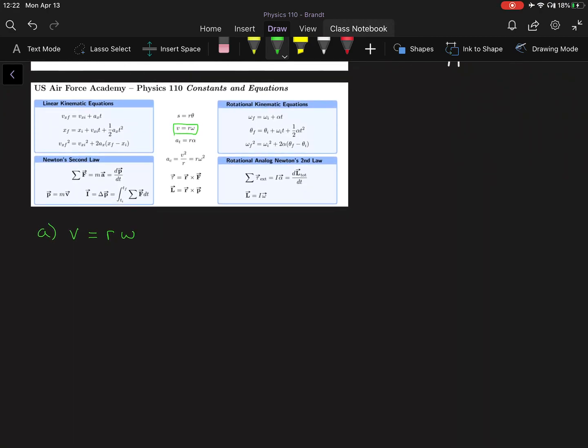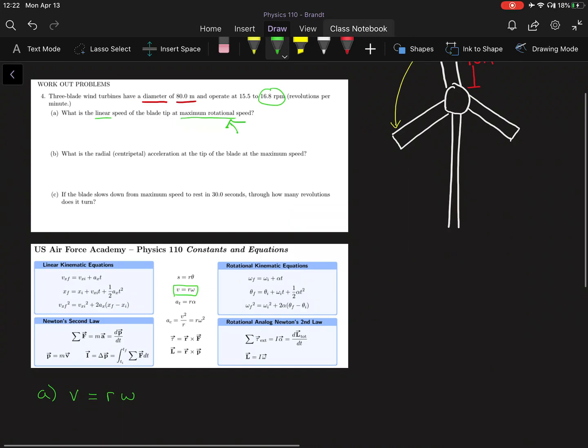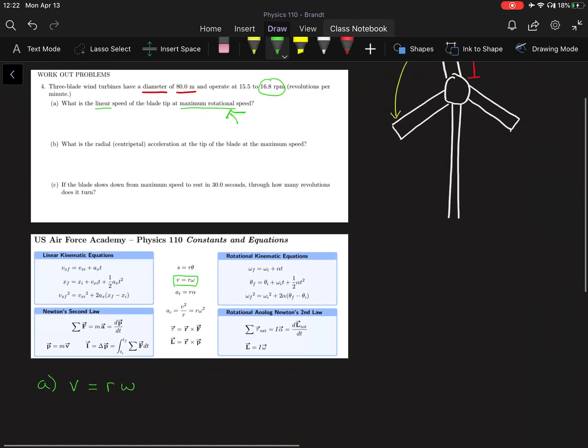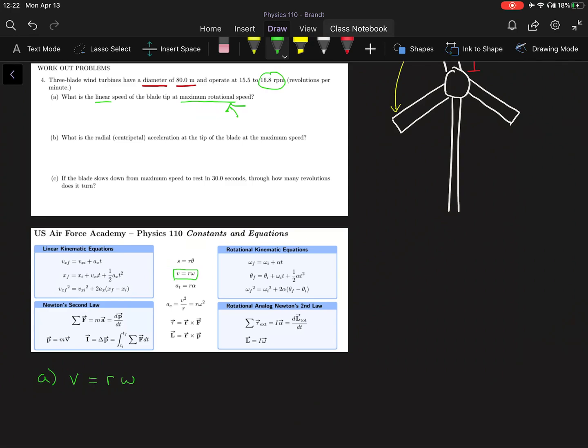So in order to use this though, we need to convert omega from revolutions or rotations per minute to radians per second, because anytime we're dealing with angular, we want to be in radians per second. So down here, we need to find omega, and omega is 16.8 revolutions per minute, and we need to go to radians per second.